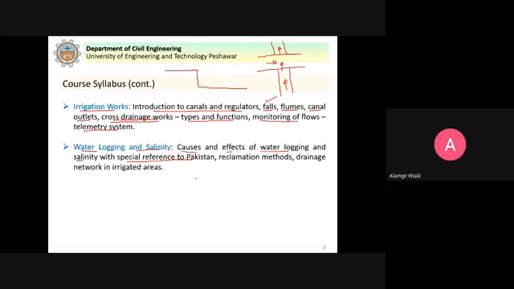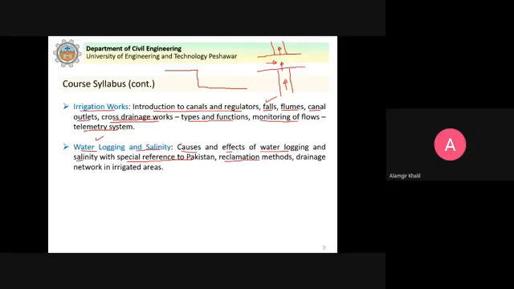So this contributed to waterlogging. When the productivity of the land is adversely affected by the high water table, this is known as waterlogging. And if the soil contains salts which are not beneficial for the crops, that is salinity. So we will discuss with reference to Pakistan what the causes and effects are, and how we can deal with these problems, which we call reclamation methods. Soil reclamation: you reclaim the soil or the land from these problems.